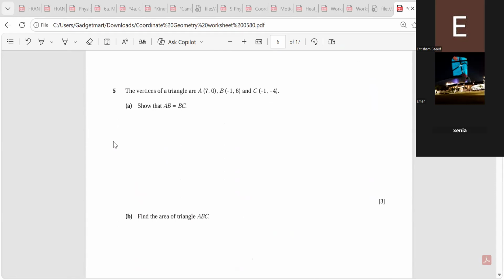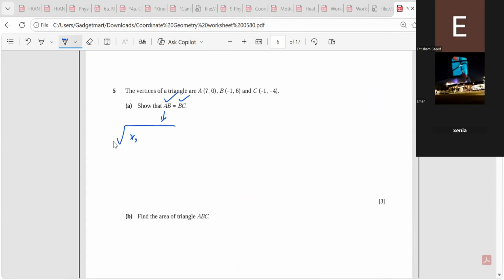अब देखें यहाँ पे for instance, this is a question. The vertices of a triangle are this and this. So tell me AB is equal to C. So how would you know that AB is equal to C? सो ए बी के बीच का डिस्टेंस निकालेंगे, वही फॉर्मूला, that is square root of (x2 minus x1) squared plus (y2 minus y1) squared. ठीक है जी. सो अब इस केस में ए बी के केस में this is going to be x1 y1, this is going to be x2 y2. ठीक है.